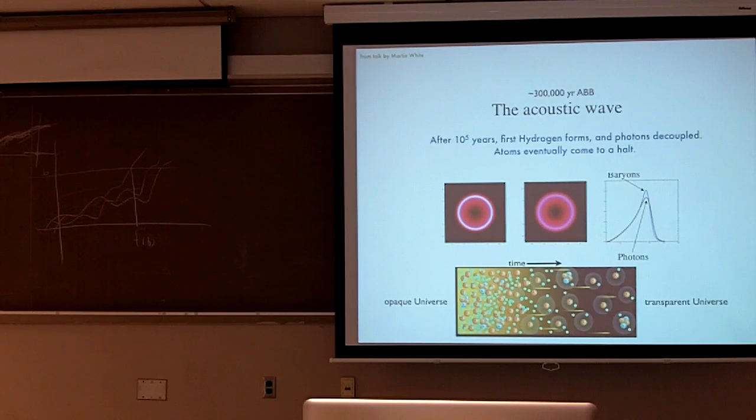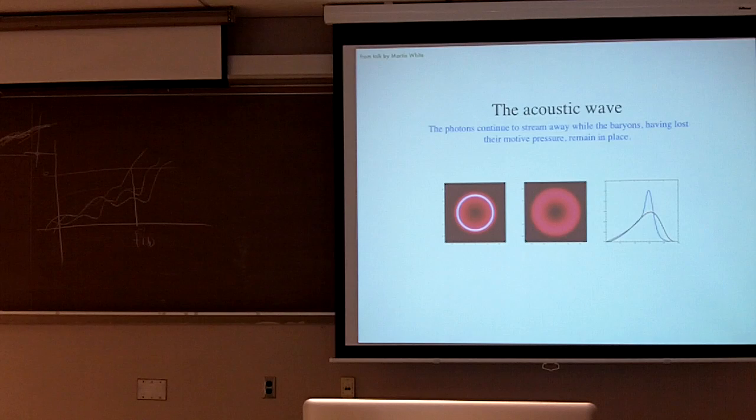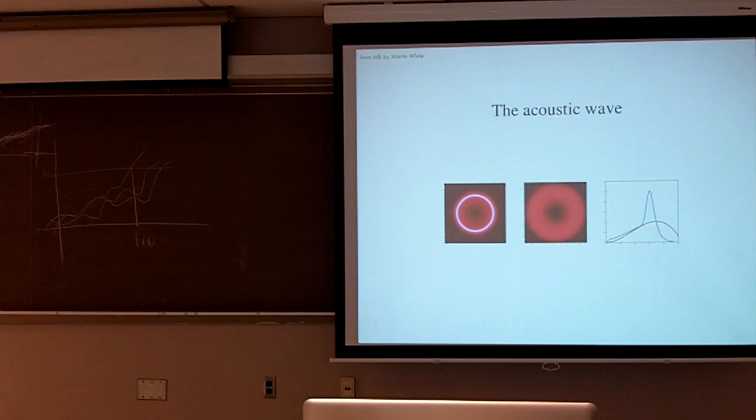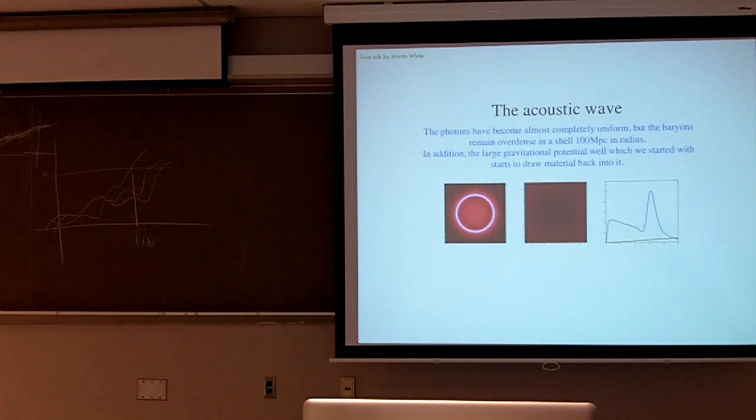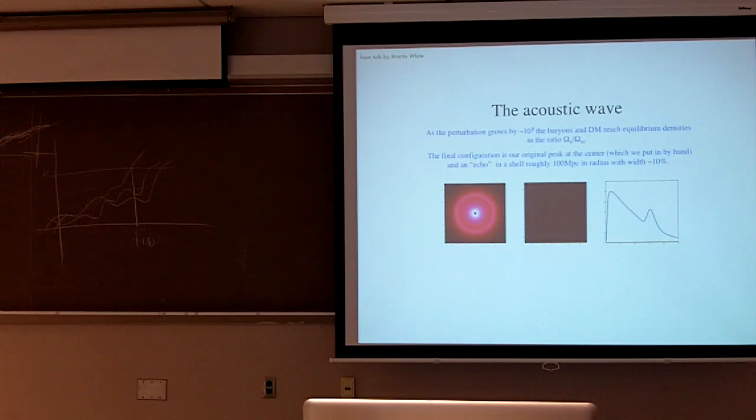That's why everybody was so excited when they measured the cosmic microwave background. What this means is that the photons propagate freely, but as far as the atoms are concerned, they come to a halt, and they leave this signature radius, which we call the sound horizon. Now they're bound gravitationally to the dark matter, so the photons keep on going away, but the baryons stay in place, and again, they cluster up with the dark matter.